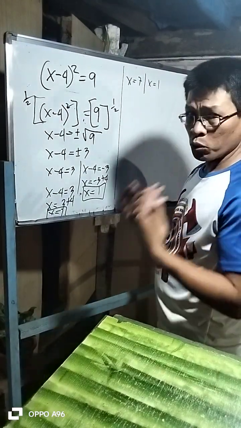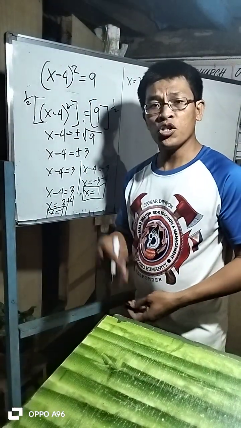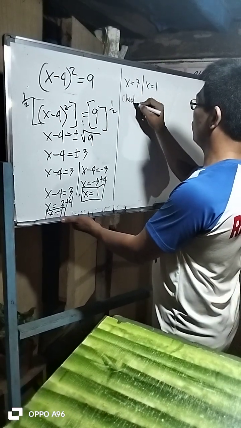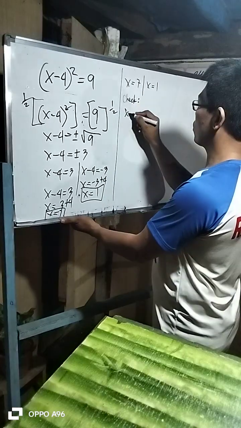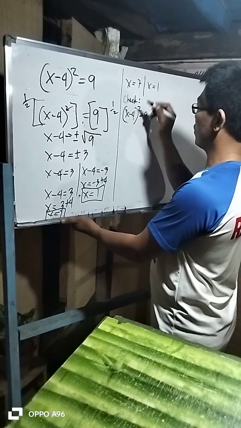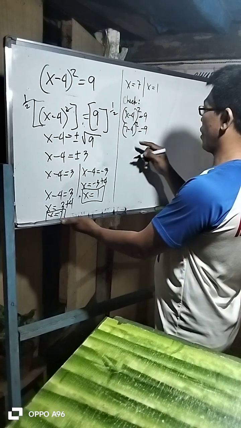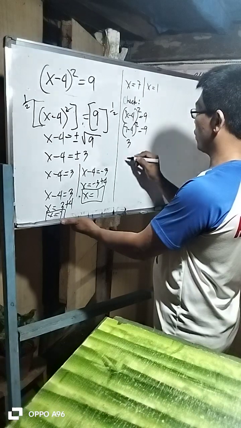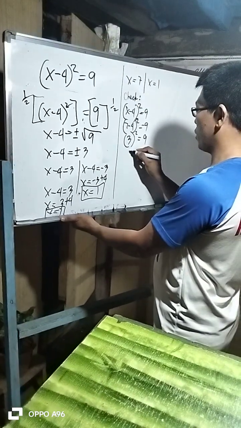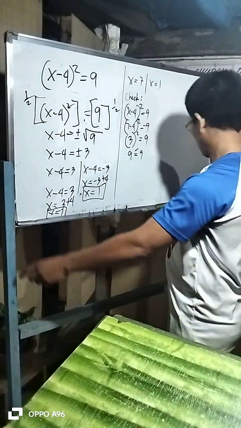In order to make sure that our answer is correct, we will be applying the checking principle. So if x is equal to 7, we need to check this. x minus 4 squared is equal to 9. Then substitute the value of x, which is 7 minus 4 raised to the second power is equal to 9. 7 minus 4 is 3. 3 squared is equal to 9. Then 9 is equal to 9. So therefore, the first value is correct.